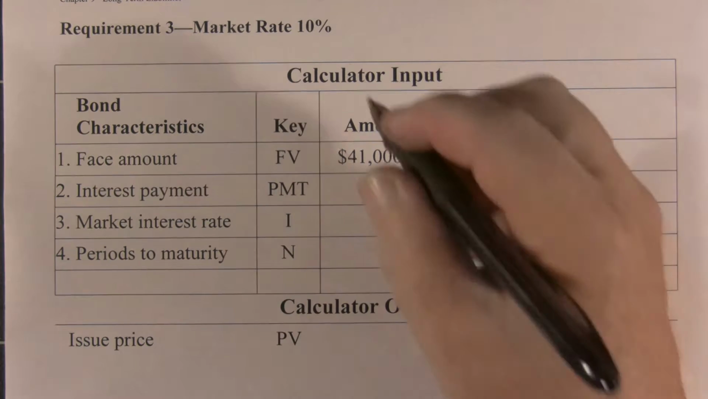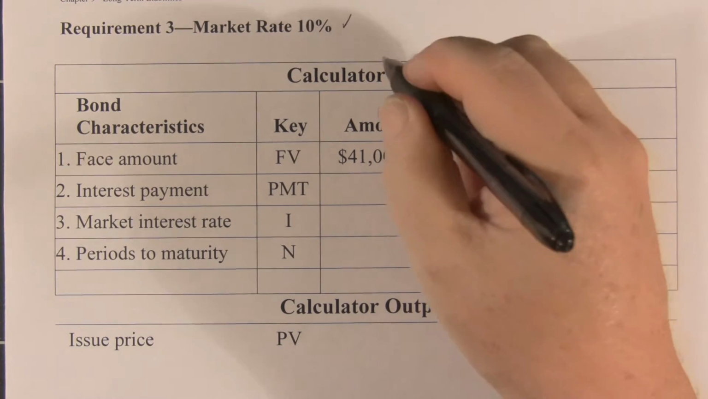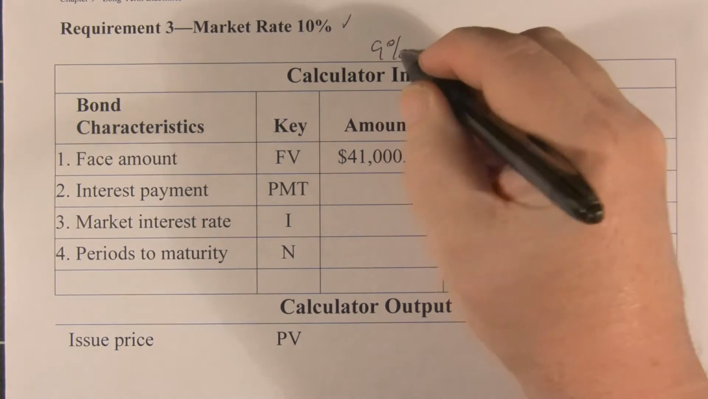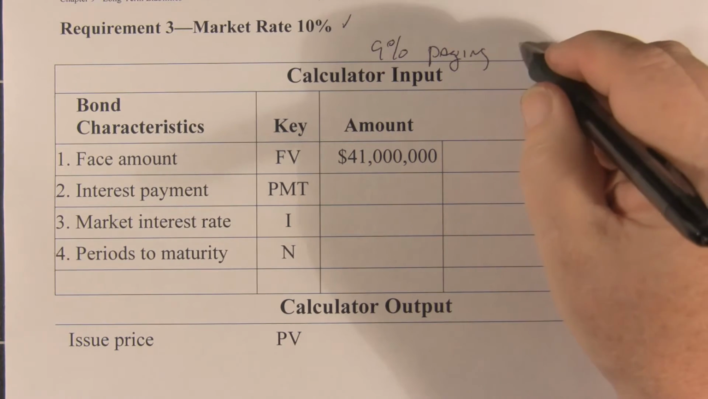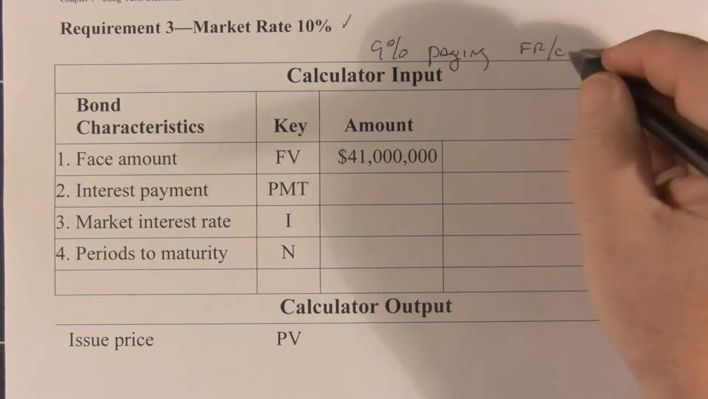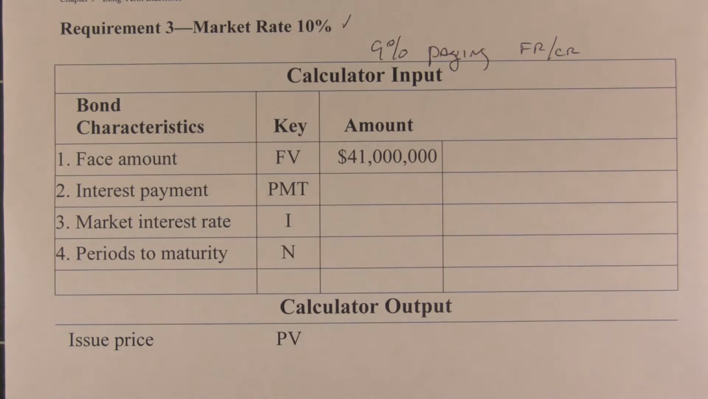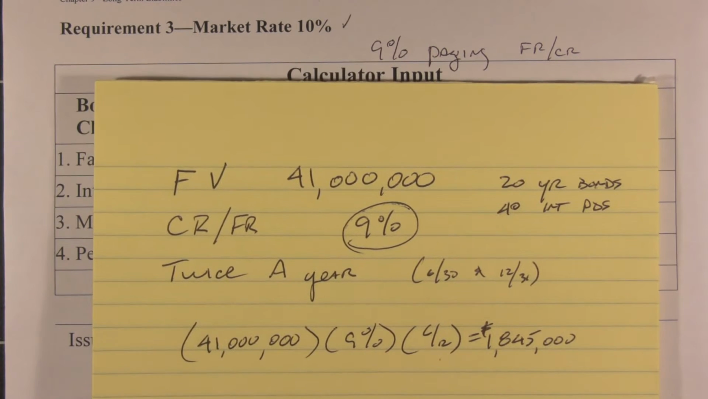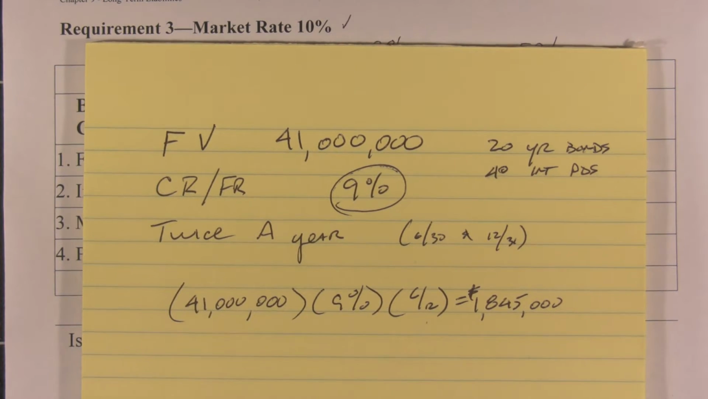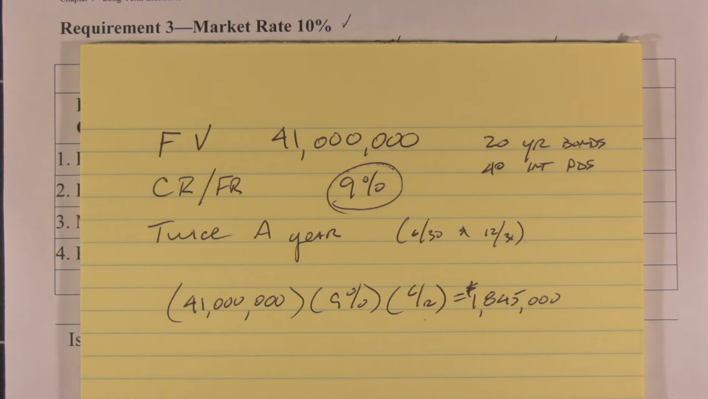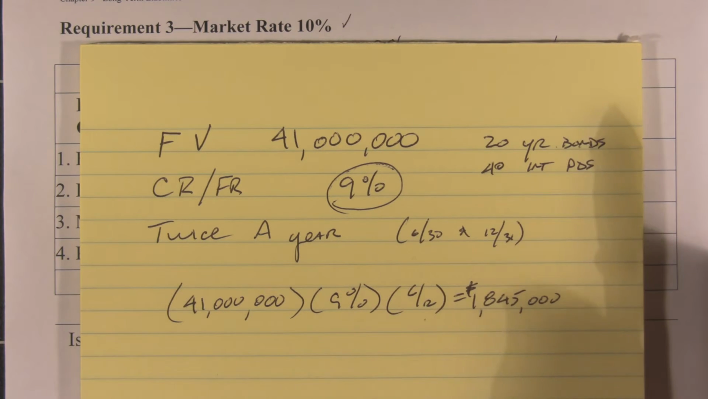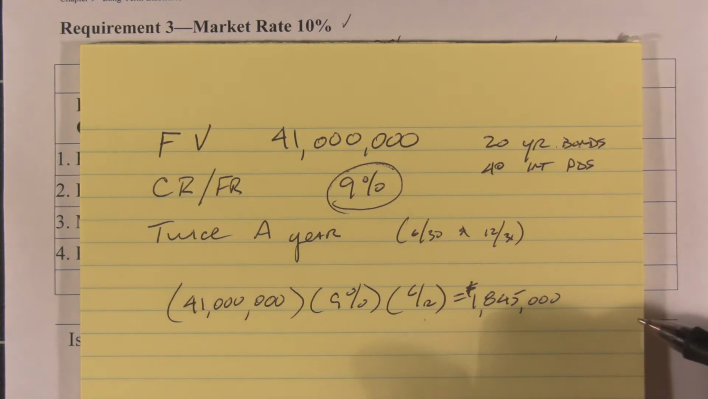In this case, the market rate is 10%, and remember, our bond is paying 9%. That's what we're paying. That's our face rate, our coupon rate. That's how much we're paying. So all of these facts still remain in play. It's still a $41 million bond. The face rate, the coupon rate, the amount we're actually paying is still 9%. We're going to do this for 20 years. There are 2 interest periods a year, so it's still N equals 40.